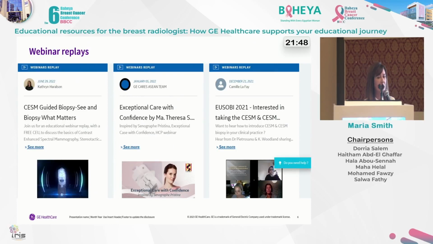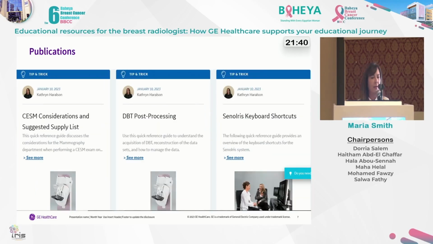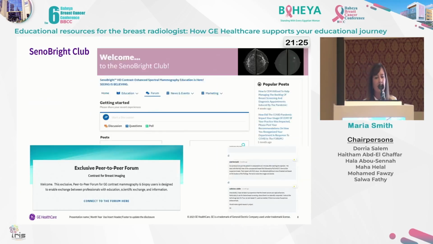And then we've got things like CEM guided biopsy. You can go and see what other people are doing with that. Some tips and tricks, like what the considerations are when you're wanting to start up a CEM, DBT processing and how we do that, and some shortcuts on your keyboard for the workstations.